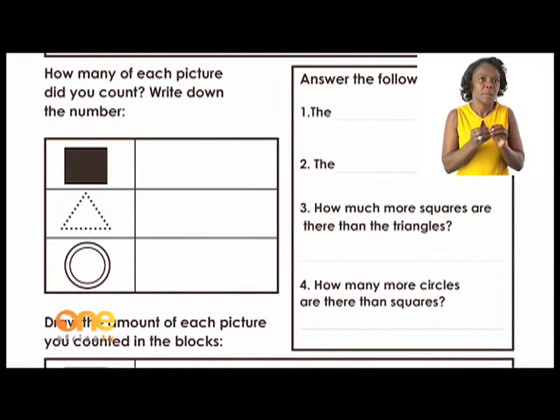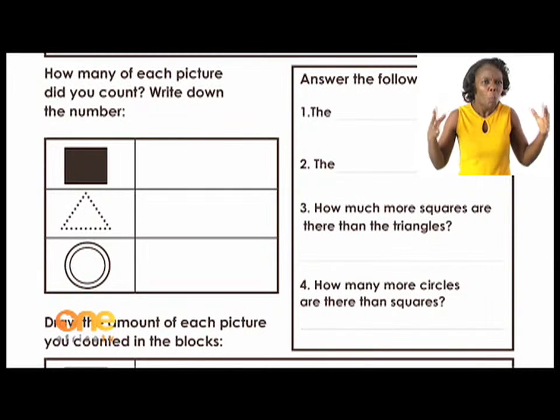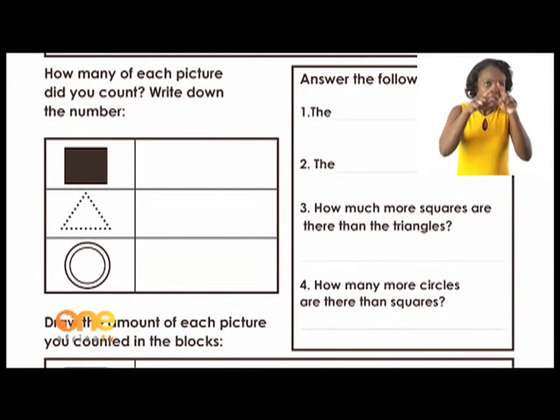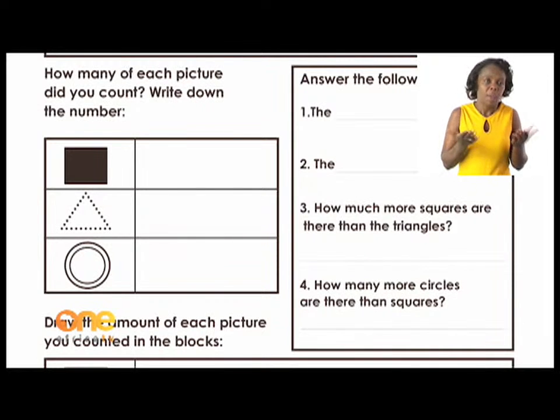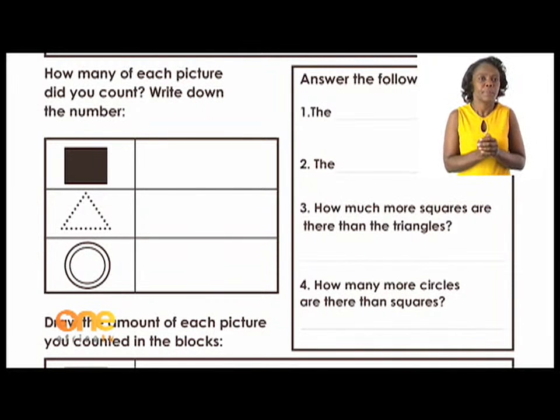And number 4, how many more circles are there than the squares? You also compare the number of circles to the number of squares which are there. So find out for me. Think a bit. Scratch your head and find for me the answers there.